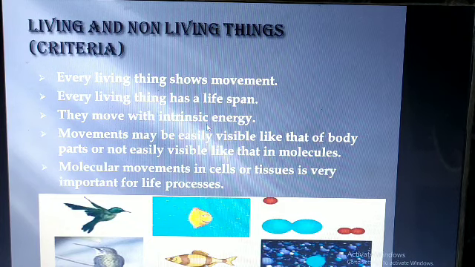So these are some of the pictures which you can see to recognize what we are talking about. These are right from small living things to the bigger living things. All living things are here shown one by one.